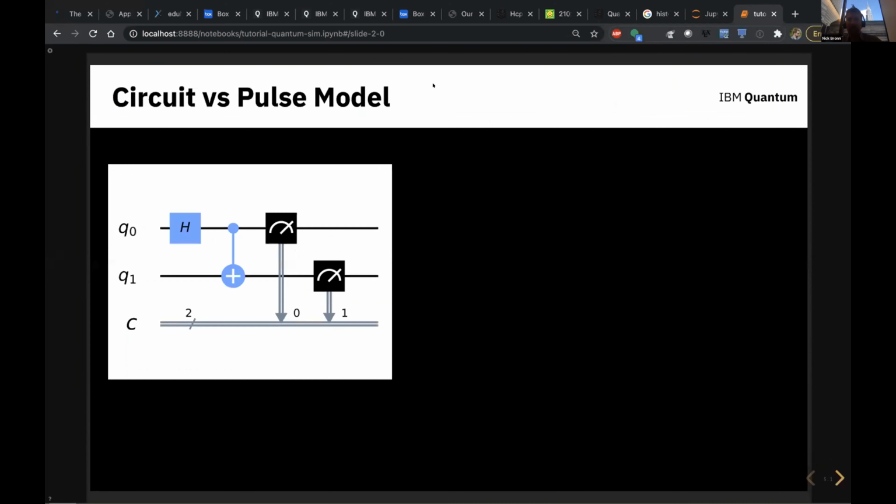Just to show you a picture of what I think about when I think about the pulse model: people often think about the circuit model. So if you want to generate, say, a Bell state, you do a Hadamard on qubit 0. With superconducting qubits, we always assume we're starting in the 0 state, that's the ground state. So the Hadamard will put Q0 in a 0 plus 1 superposition. And then by applying a CNOT to that, I can get the 00 plus 11 Bell state.